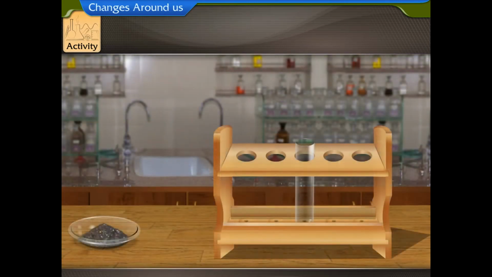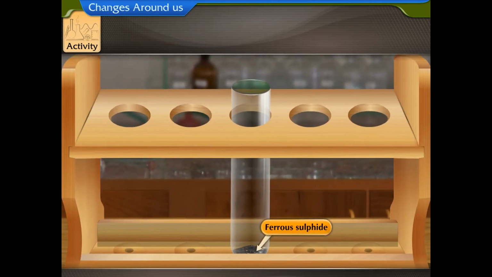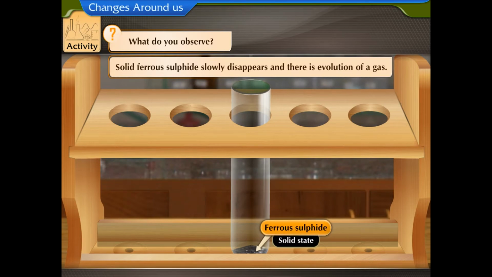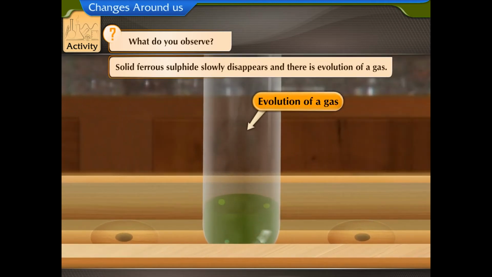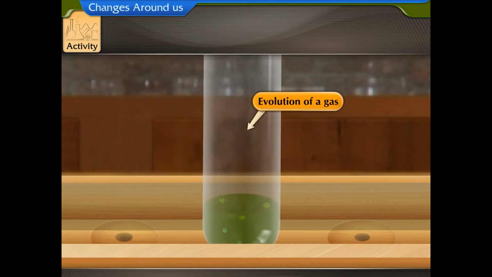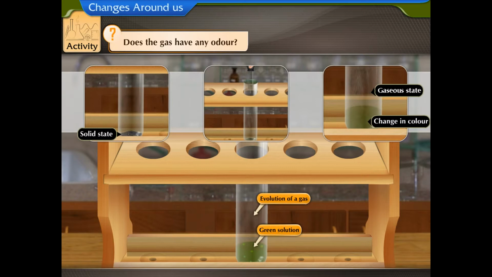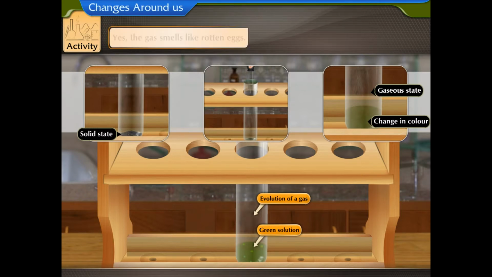Activity: take some powdered ferrous sulfide in a test tube. Add to it a few drops of dilute sulfuric acid. What do you observe? The solid ferrous sulfide slowly disappears and there is evolution of a gas. The color of the solution has also turned green. This shows that there is a change in state, change in color, and also evolution of a gas. Does the gas have any odor? Yes, the gas smells like rotten eggs.